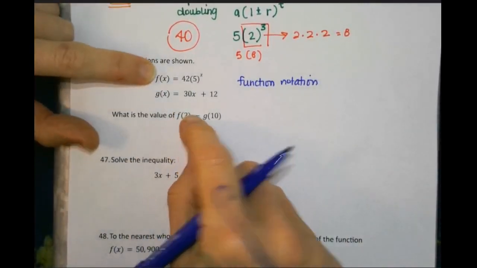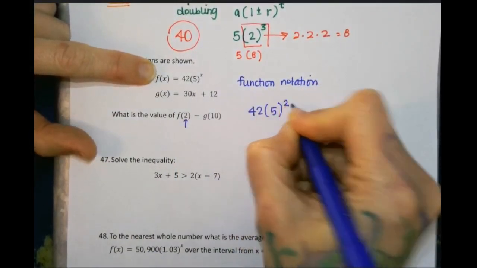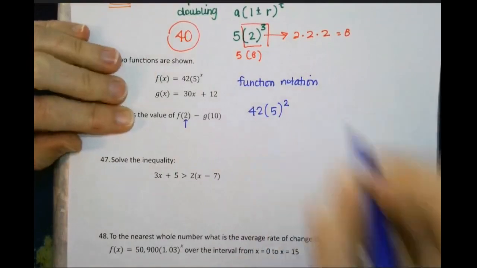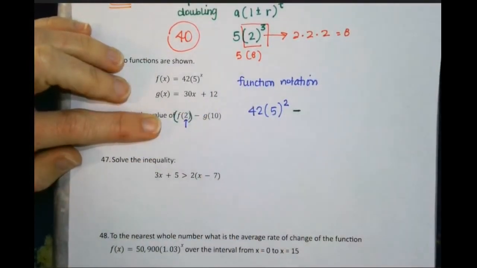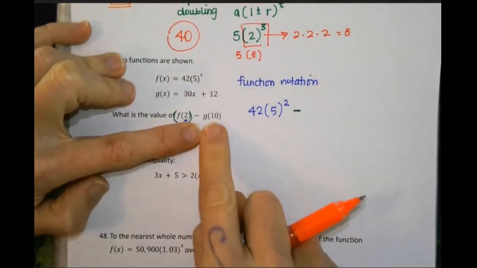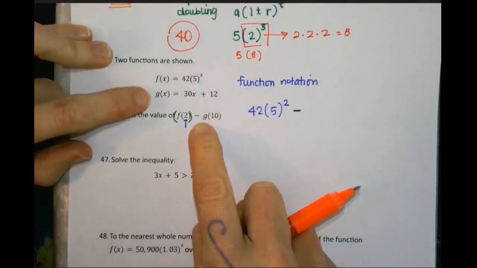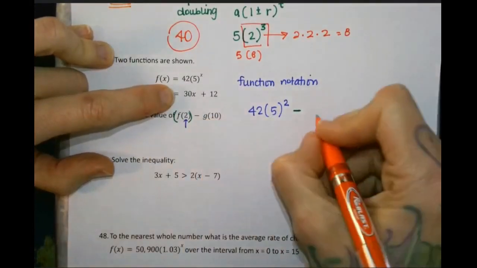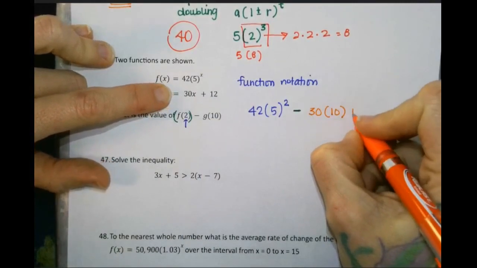So we're going to go find our Frank function, which is the 42 times 5, and we're going to raise it to the second power. Then the problem set here, we're going to subtract it from g of 10. So that means 10 is in the place of x. So we're going to take Gertrude function, and we're going to plug in 10 for x. So it's going to be 30 times 10 plus 12.